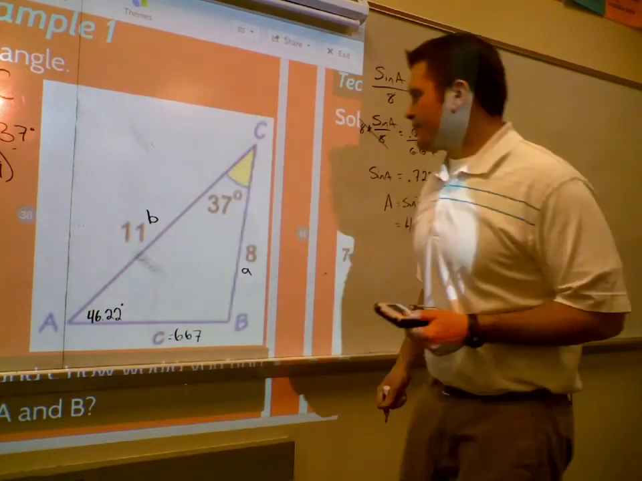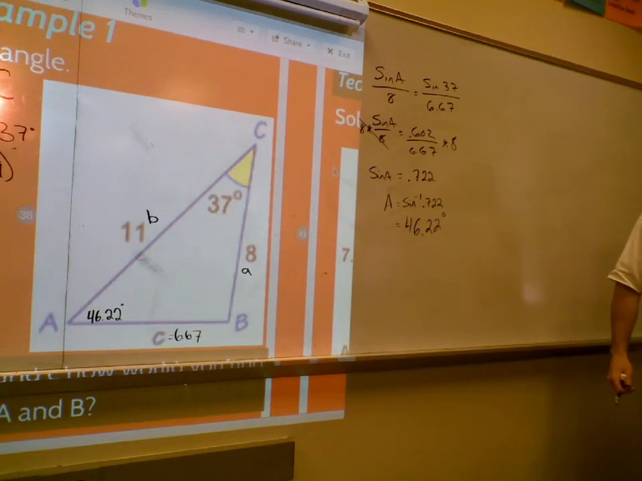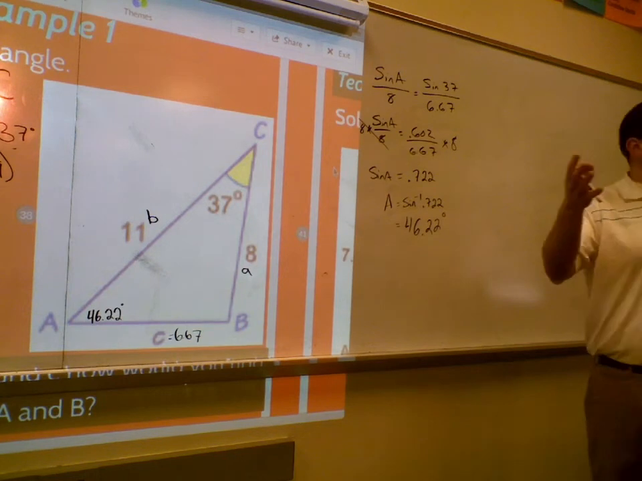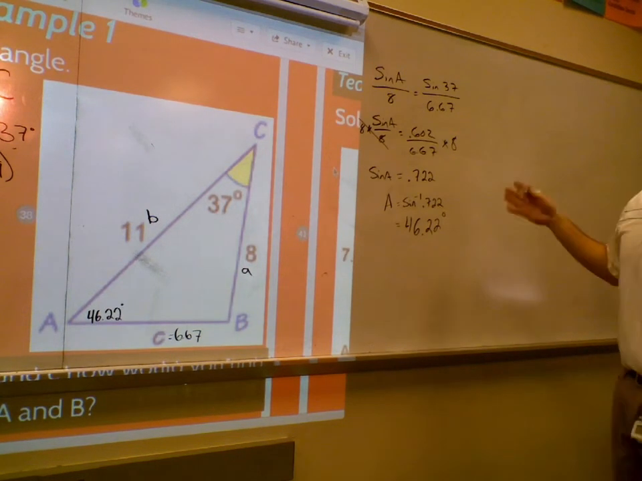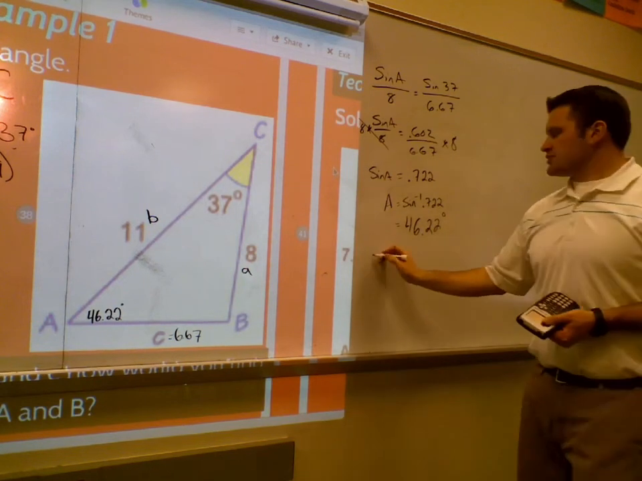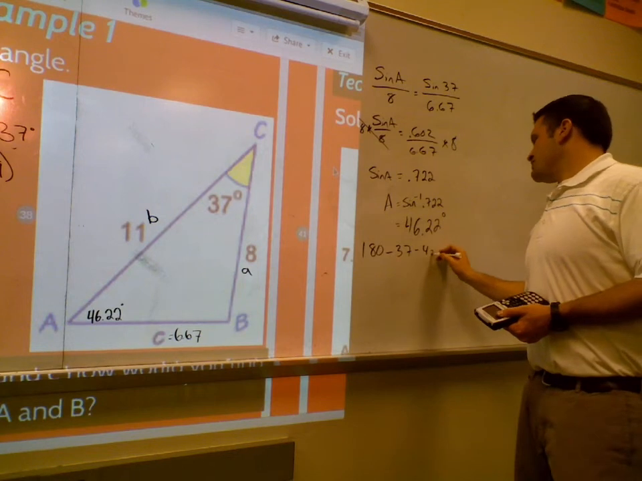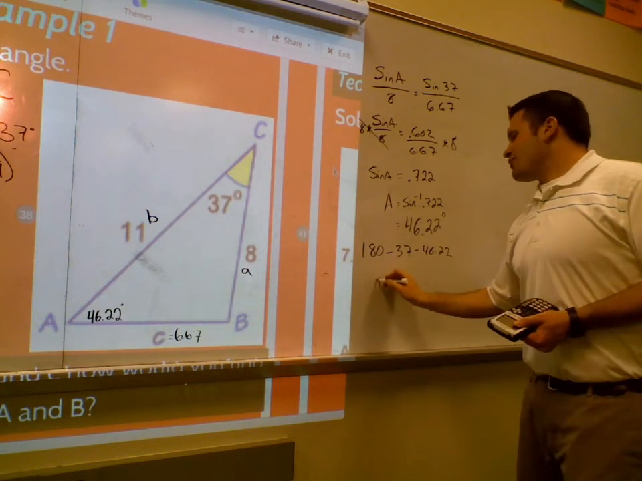Right? How do I find B? Law of sines? Angle sum theorem. Whitney, you're on a roll today. Angle sum theorem. We know 2 of the 3 angles. We know they all add up to 180. So A plus B plus C equals 180. So we can do 180 minus 37 minus 46.22, and that will give us what B equals.